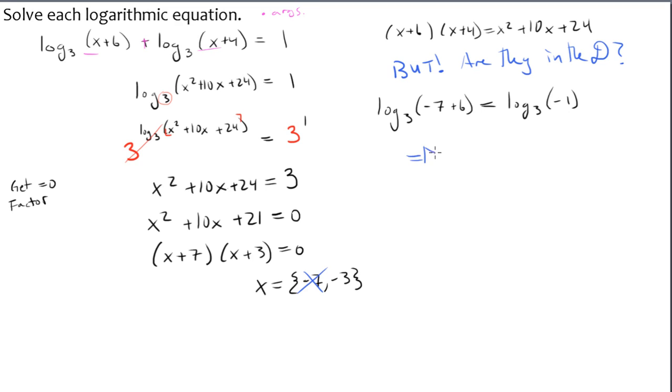That means that our solution is the solution space -3. Since -3 plus 4 is 1, and -3 plus 6 is 3, -3 is in the domain. That's our solution.